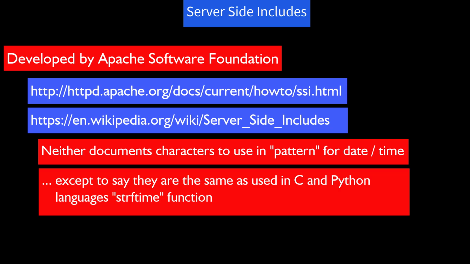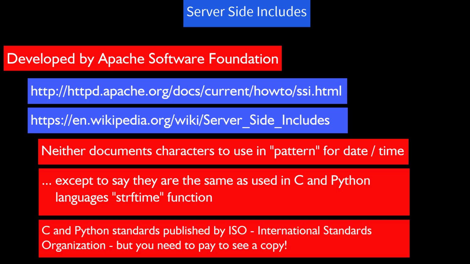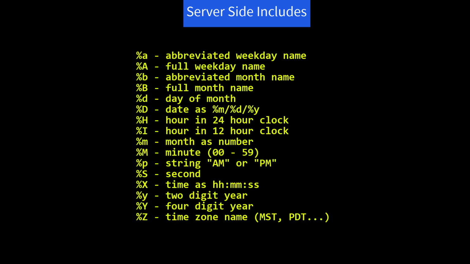I've not seen any official standard for this from any of the usual international standards organizations, W3C, IETF, and so on. But it seems SSI is widely supported, and I find it really helpful in creating and maintaining websites with multiple pages. C and Python standards are published by ISO, the International Organization for Standardization, but you need to pay to see a copy. Online sources, searchable by DuckDuckGo or Google, can get you the information you need, and I've selected the most useful for you in the list above.